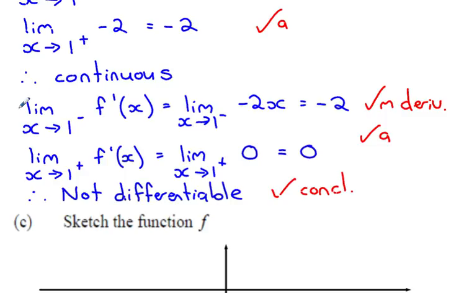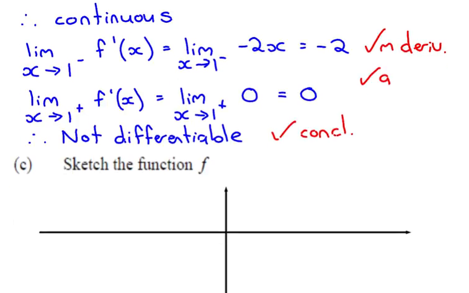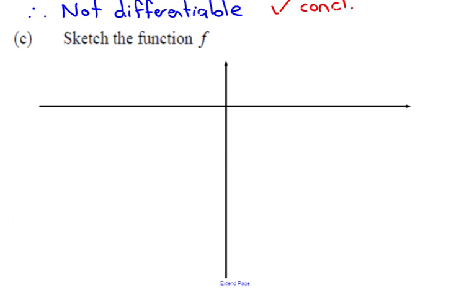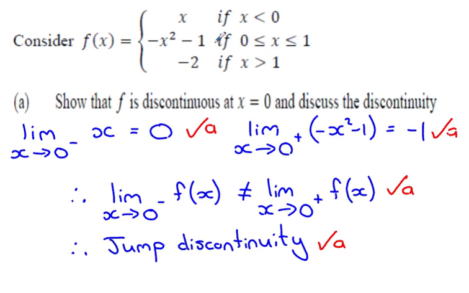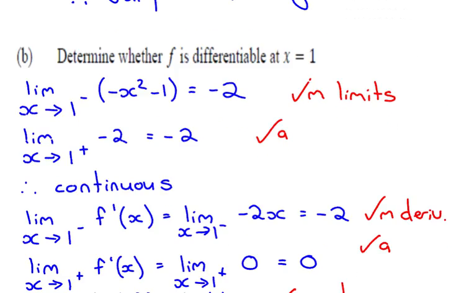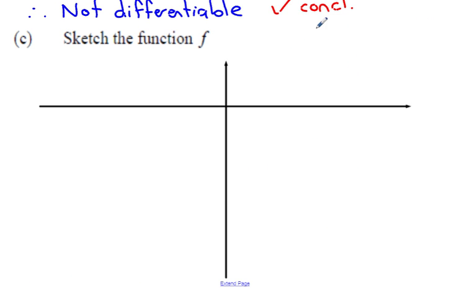Now the last question asks you to sketch this function. Now we know, let's just scroll up again, we know that before 0, we've got the function y equals x, which is a straight line. And most of you got that part right. So let's pop that straight line in. Doesn't have to be 100% accurate. We're going to pop it in there. That's the line y equals x.